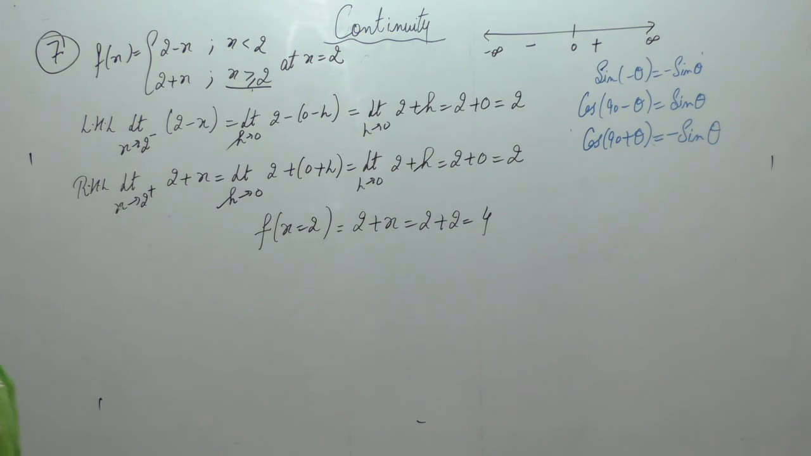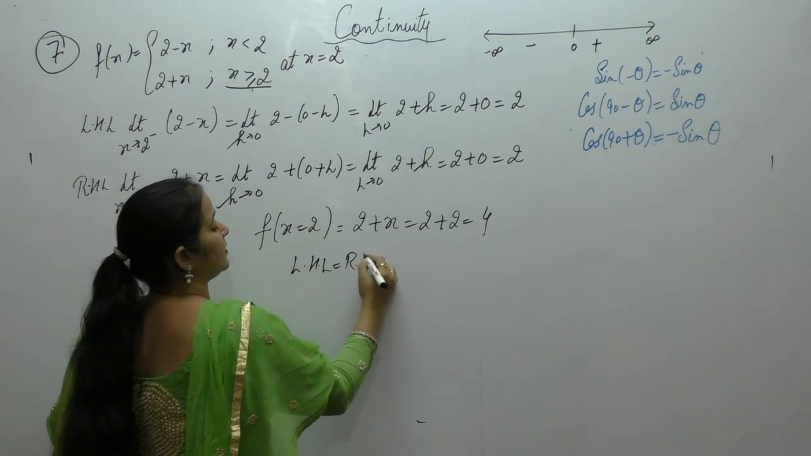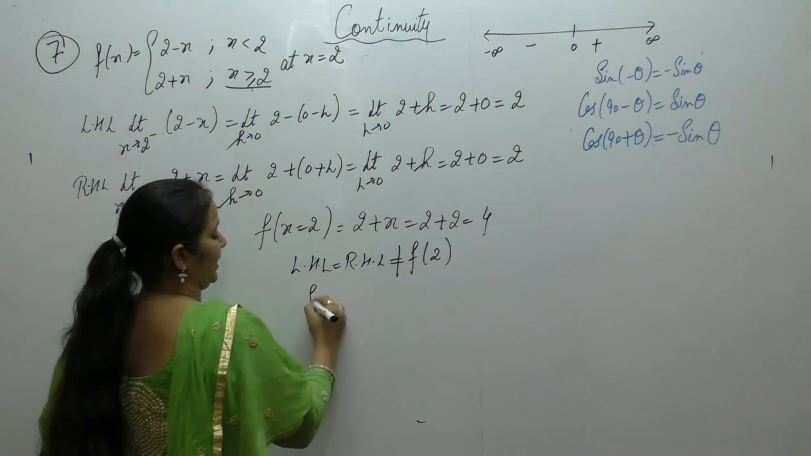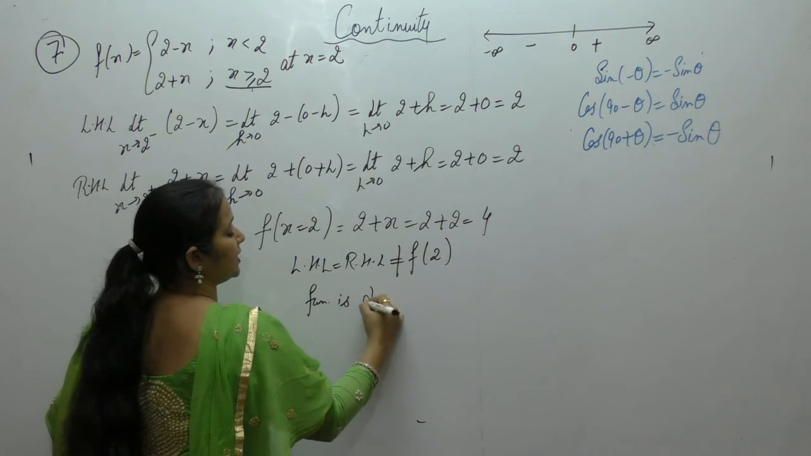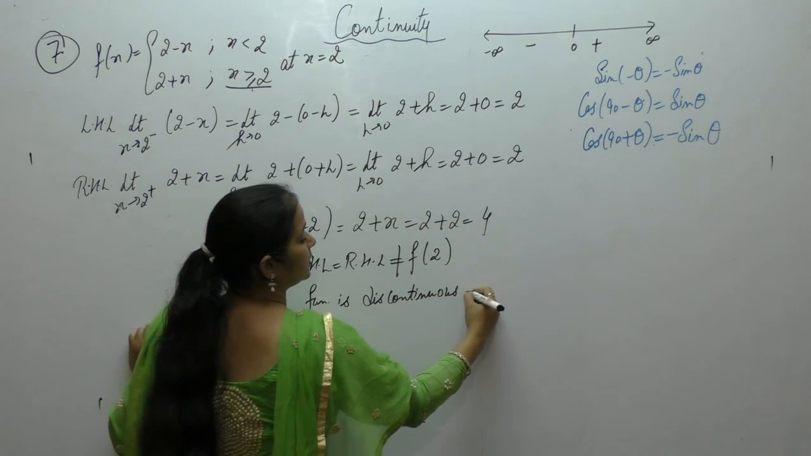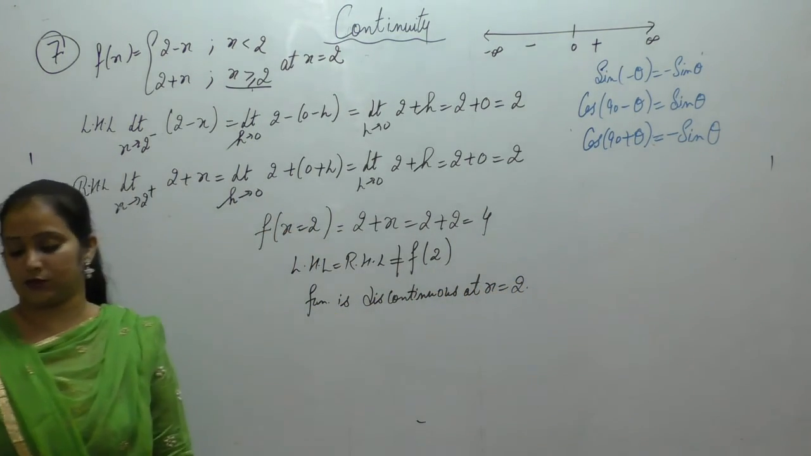Left hand limit is equal to right hand limit, but not equal to the value of the function at that point. Therefore, the function is discontinuous at x equals 2.